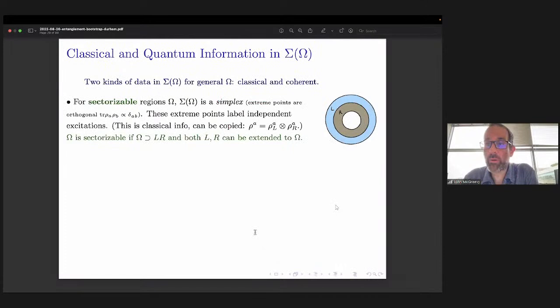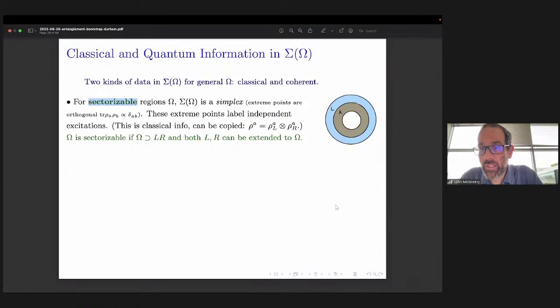Here's an important dichotomy in information convex sets of various regions. The information convex set stores two kinds of data, this is exactly the dichotomy that I was drawing before between simplices and block balls. So the condition on the region for the information convex set to be a simplex is that the region is what's called sectorizable. Sectorizable is a condition just on the topology of the region, which is that a region is sectorizable if it contains two copies of itself.